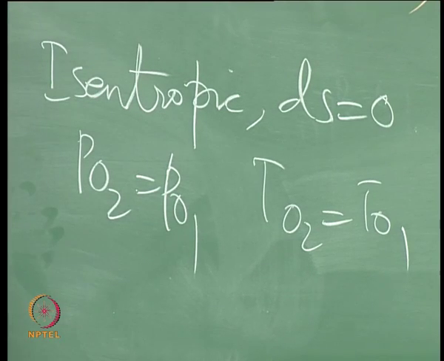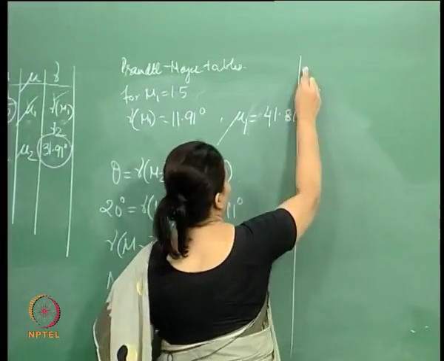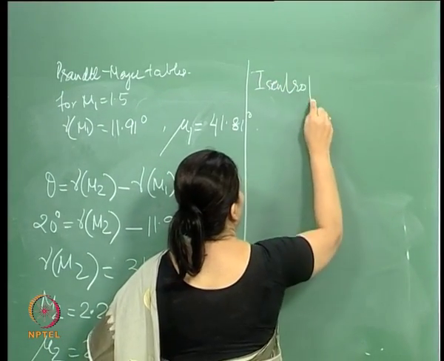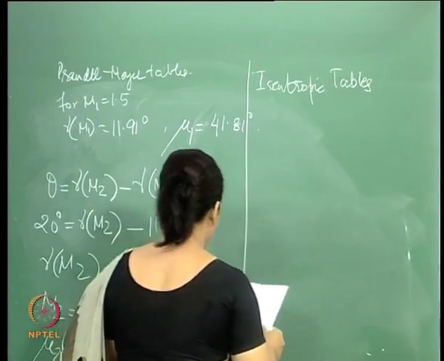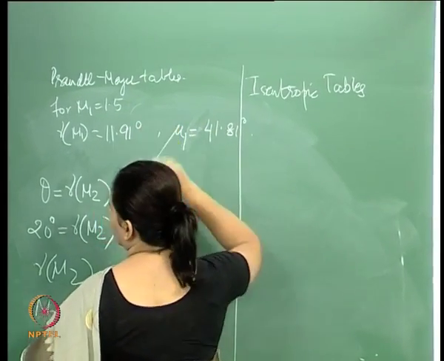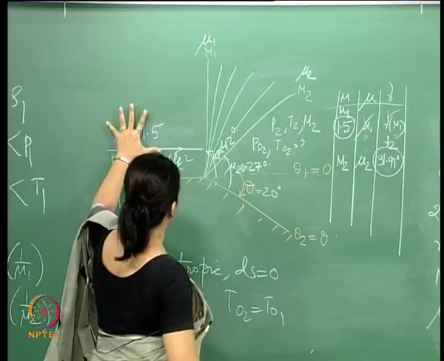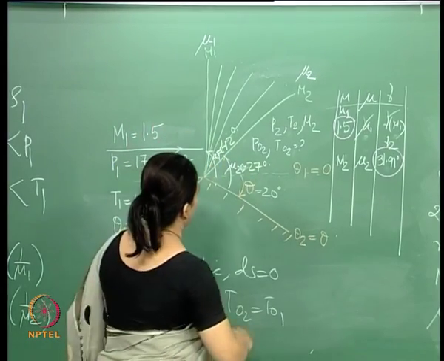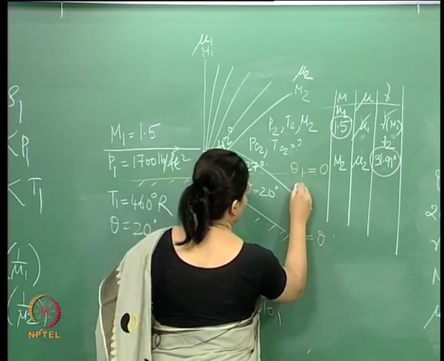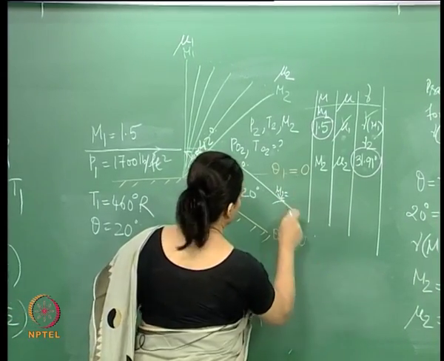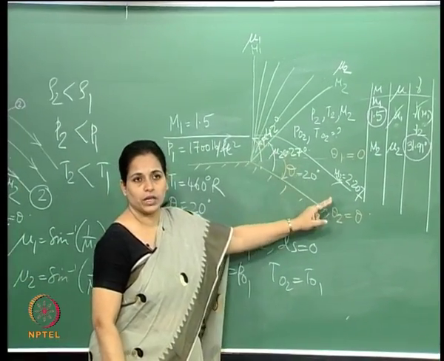Now, because it is isentropic, we will go back to the isentropic tables. So, for the first case, M1 is 1.5. So, we go from M1 equal to 1.5 to M2 here. So, this goes like that. So, this here, M2 is around 2.2. So, basically the Mach number has increased.